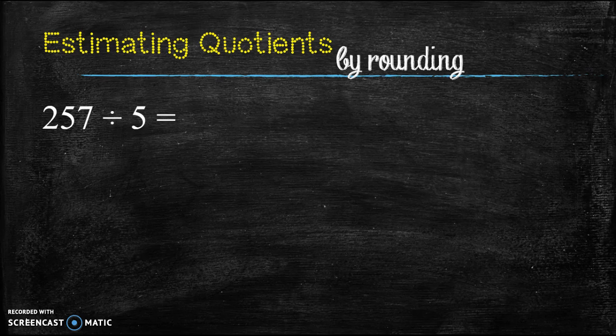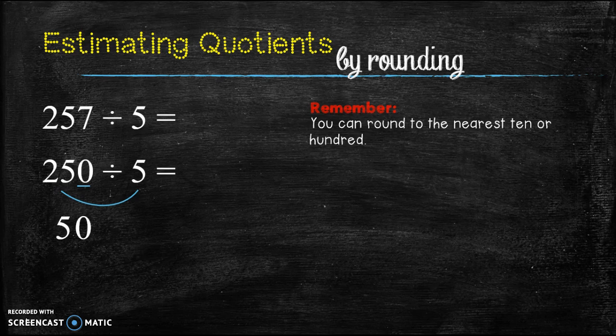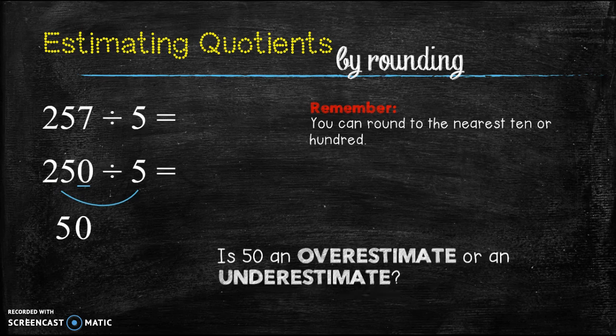Here's another problem, 257 divided by 5. Remember, you can round to the nearest 10 or the nearest 100, but we're going to look at that 5 and think about multiples of 5. Well, obviously, 25 is a multiple of 5, so we're going to change 257 to 250. 25 divided by 5 is 5, and then we have that 0 to bring down. So a good estimate here is also 50.